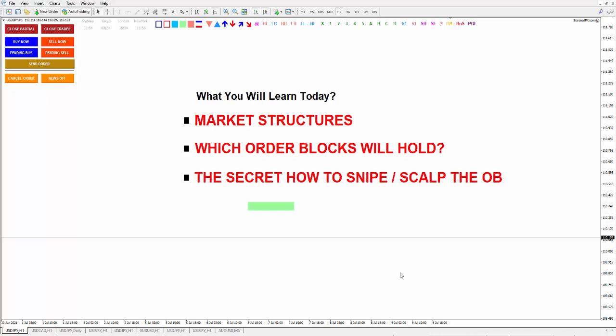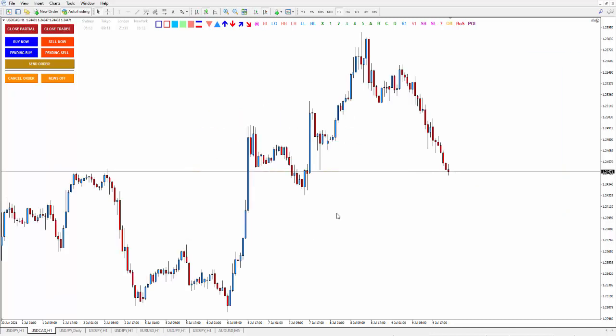For those who are new to trading the order blocks, I would suggest you also watch my other tutorials, parts 1, 2, 3, 4, because basically this video is part 5. But since you're already here, let me show you quickly how I trade the order blocks. So let's begin. This is how I trade the order block.